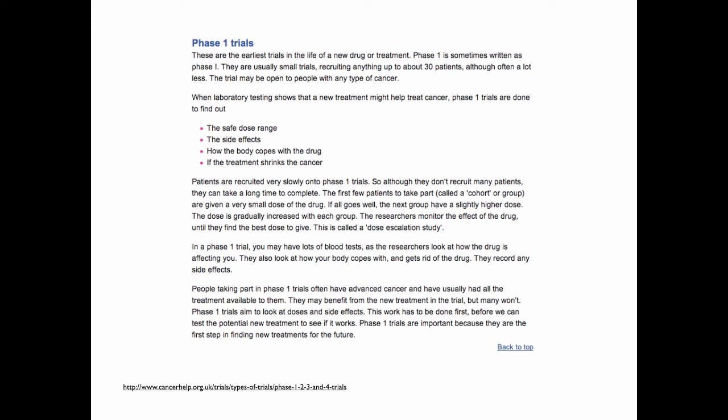and they will record any side effects. People that usually take part in phase 1 trials often have advanced cancer, and usually they've had all the treatment available to them. They could benefit from the new trial, but they probably won't. It really is looking at and aims to look at doses and side effects, so this work really has to be done. Phase 1 trials are very important.